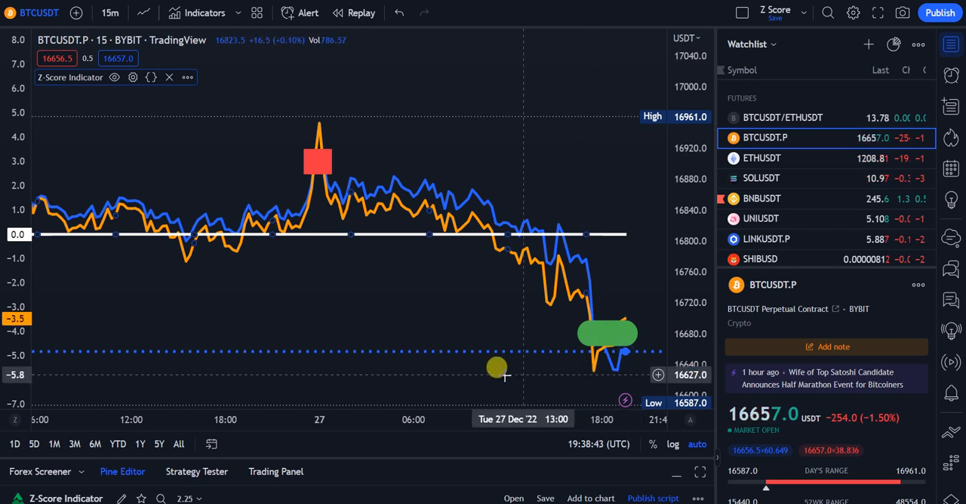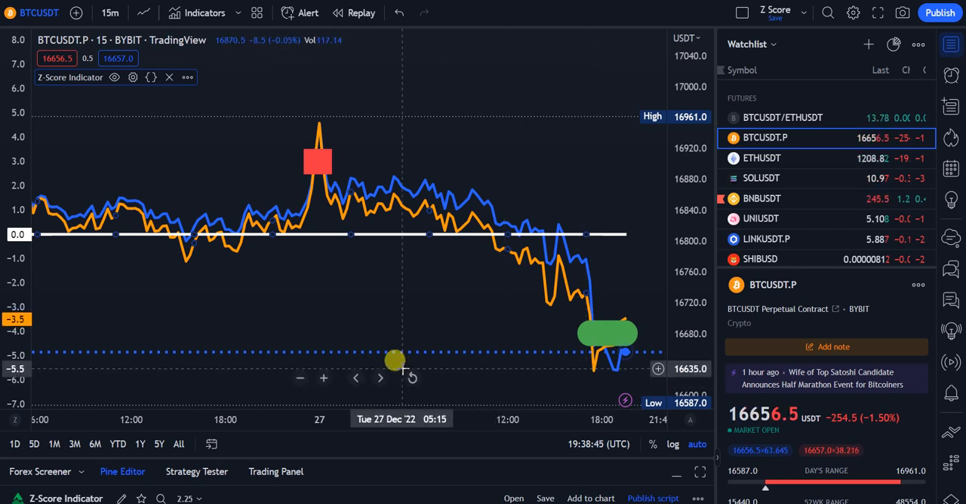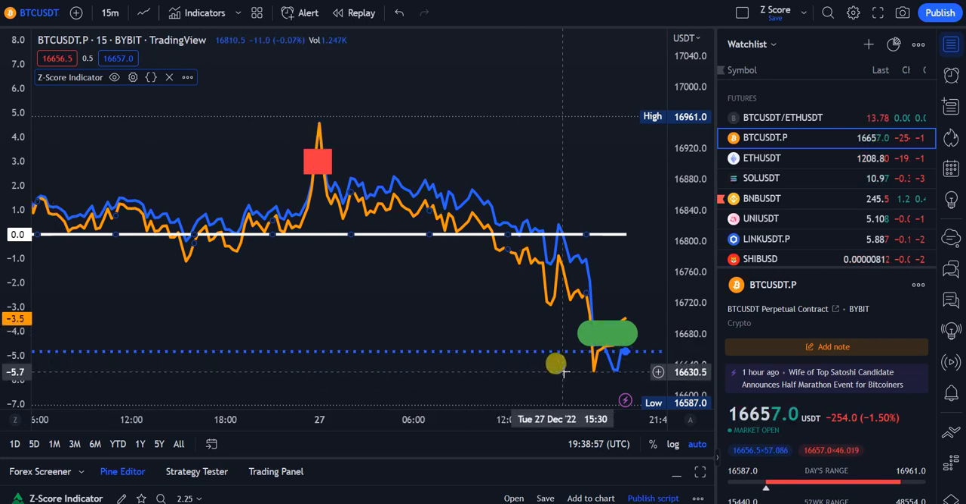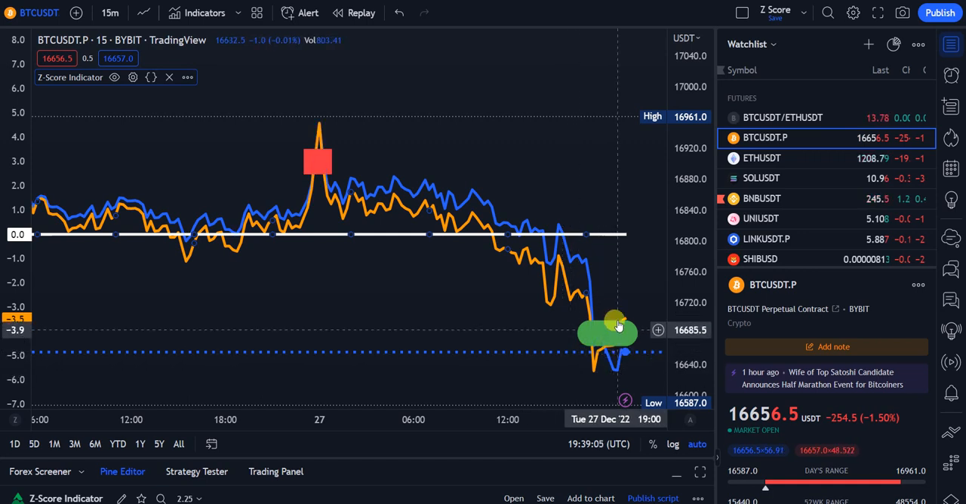Look at this number on the left. If you focus your eyes on the left, negative 5.6%. I don't think I've ever seen this number. So the bottom, at least for the last 36 hours, was 16,630, okay, for Bitcoin, and now we got long. That's all the indicator does.